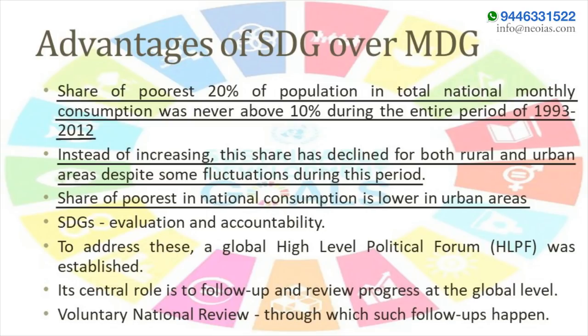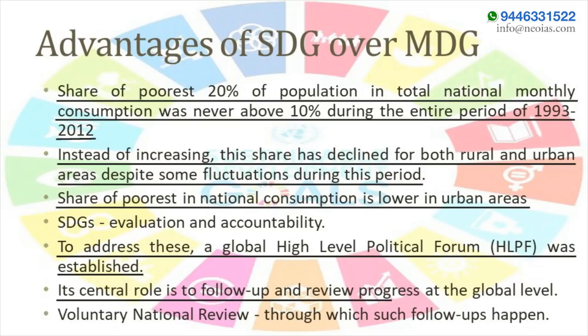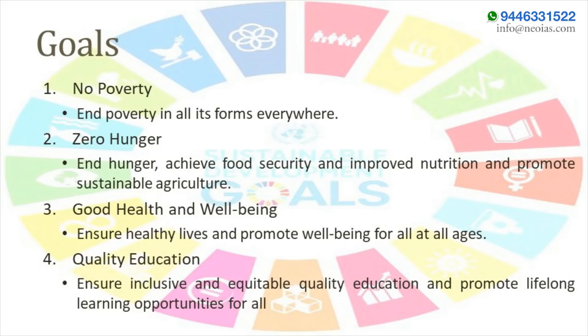Two important global advantages of Sustainable Development Goals missing in MDGs are evaluation and accountability. To address these, a Global High-Level Political Forum or HLPF was established. Its central role is to follow up and review progress at the global level. Voluntary national review is the mechanism through which such follow-ups can happen. So, now we will look at the goals.